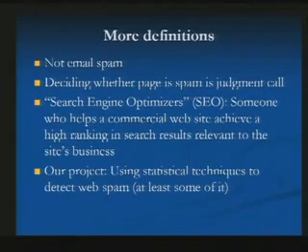And sometimes deciding whether or not a page is spam is a judgment call, because it might have some small bit of useful content and then say 2,000 or 3,000 links off to useless pages. And so you have to decide whether or not that's a useful page or not. The increasing importance of search engines has given rise to an industry of search engine optimizers. These are folks who help a commercial website rank highly for queries that are relevant to that site's business. They're commonly known as SEOs. And our project is to use statistical techniques to detect web spam, or at least a reasonable fraction of it.